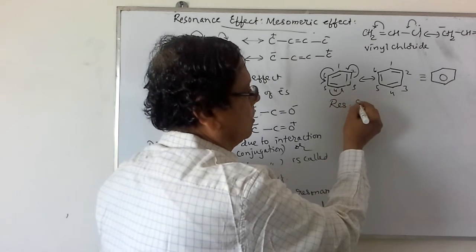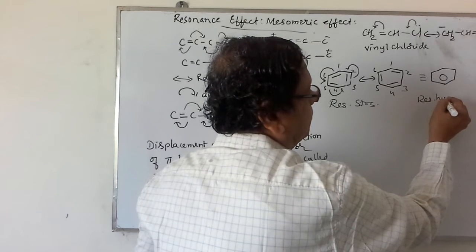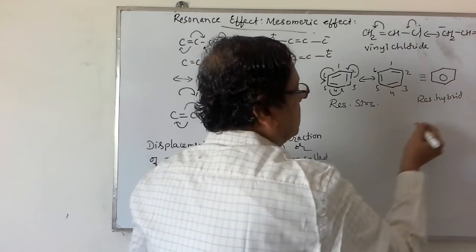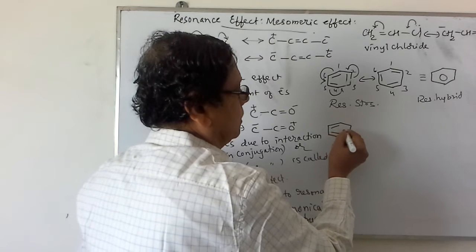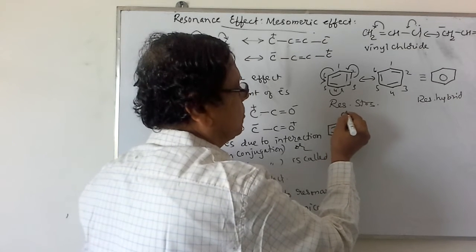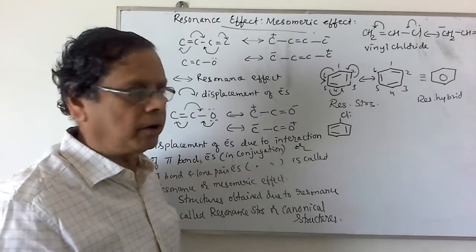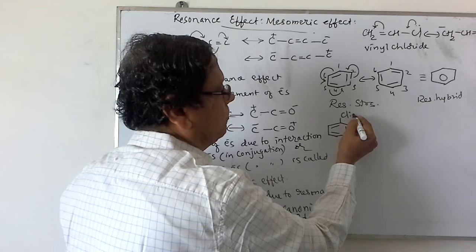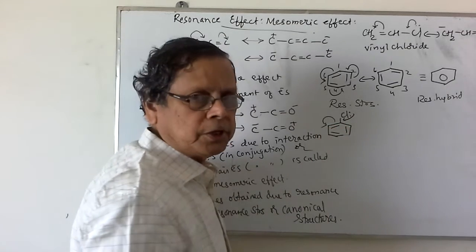So these are the resonance structures, and this is the resonance hybrid. Similarly, when we write chlorobenzene, C6H5Cl, the chlorine carries a lone pair of electrons. This lone pair of electrons will shift to this position and this double bond electron will shift to this position.